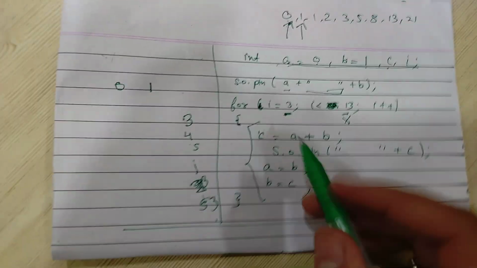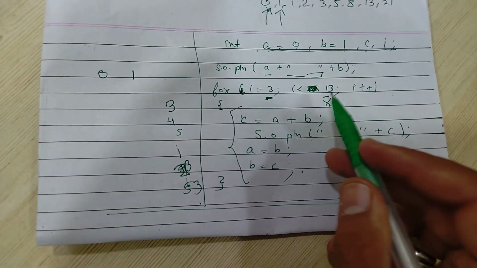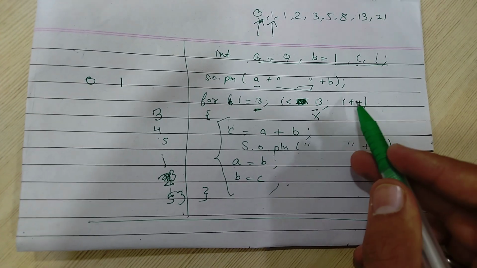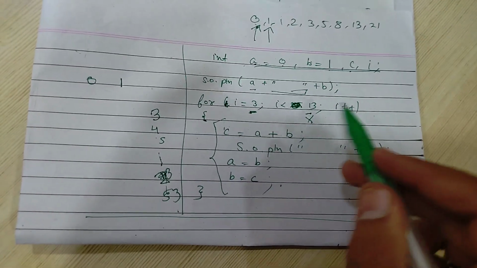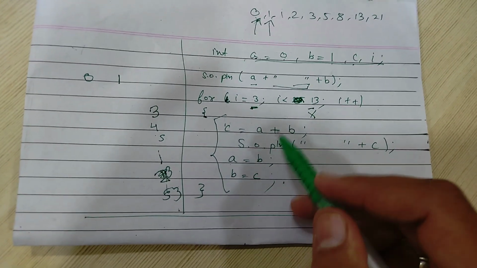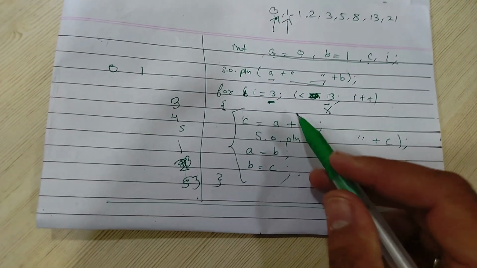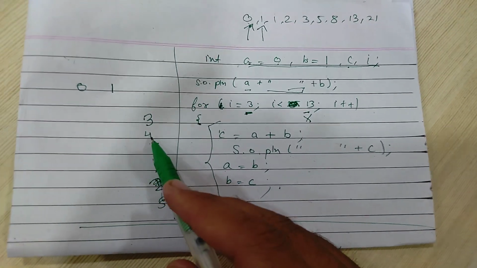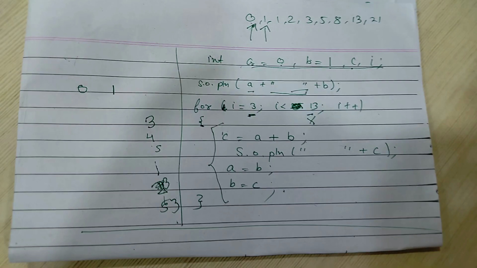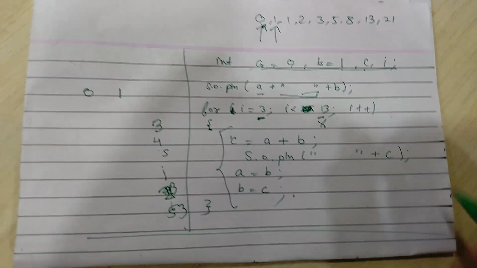It's fine. Okay, so I is equal to 3 and I is less than 13, so it will run from 3 to 12, and I plus plus. So this loop will run starting from 3 till 12. Right, so how many times it will run, you can comment.